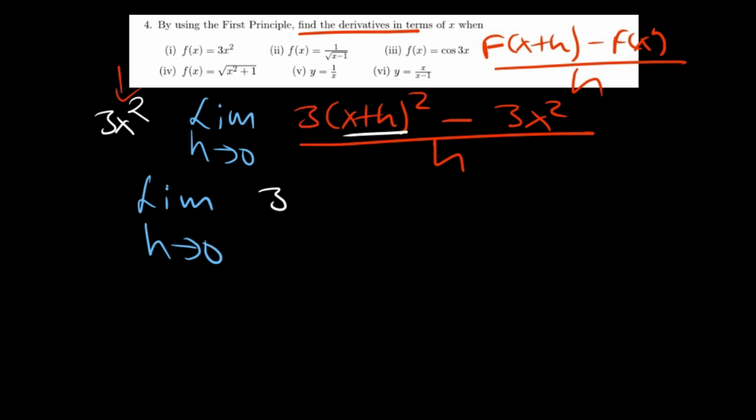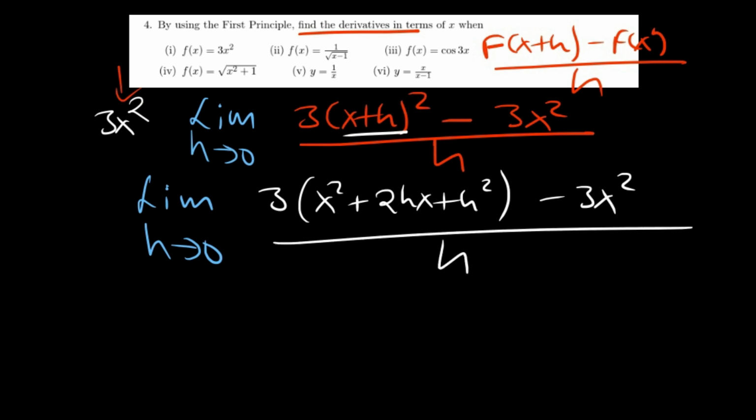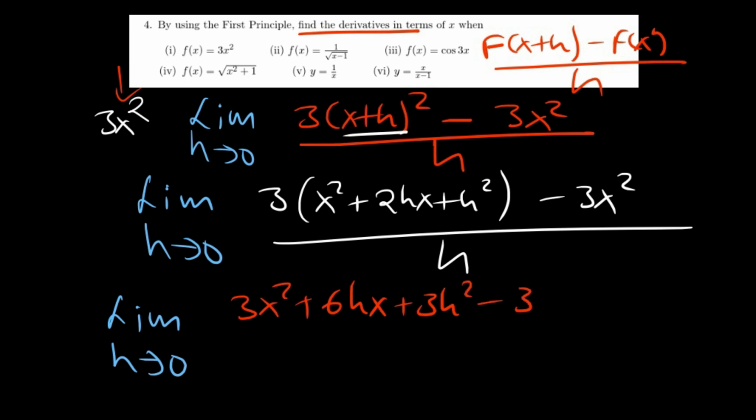So expand what's in the brackets. You're going to have x squared plus 2hx plus h squared, and then minus 3x squared over h. Now next step, we can distribute the 3. So we're going to have 3x squared plus 6hx plus 3h squared minus 3x squared. So this and that can subtract. We're still dividing by the h, don't forget.